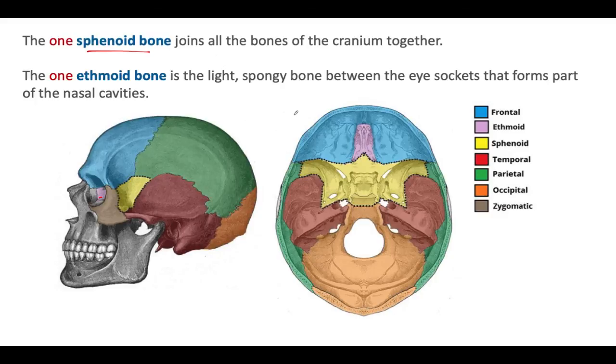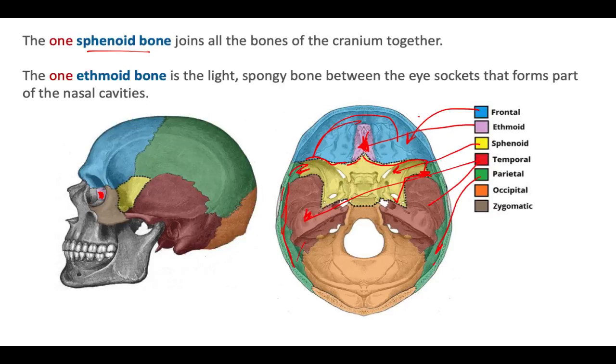We see the sphenoid bone joining. Here's our sphenoid bone, in yellow. And we see that the sphenoid bone is joining the two temporal bones that are right here. It's also joining with the parietal bones right here, so it's connected to that there. Also connected to the frontal bone. So this is our frontal bone, and that's also connected there. And the ethmoid bone is right here, which is in the nasal cavity, and we can see that right here on the left side of the picture.